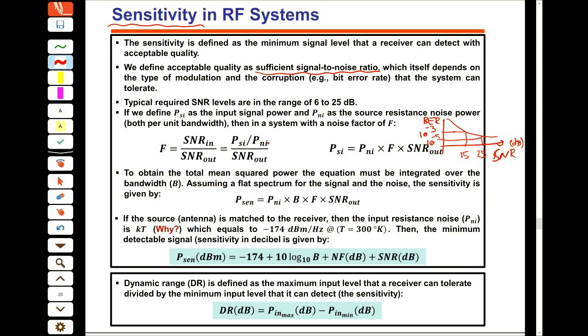So here we define the PSI, the input signal power that we received at the antenna port. The PNI is the noise power of our source, or noise power of our antenna. So how can an antenna be noisy? Why do we say the antenna has noise?